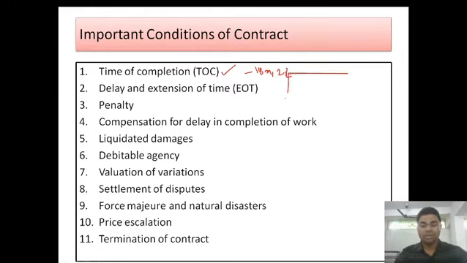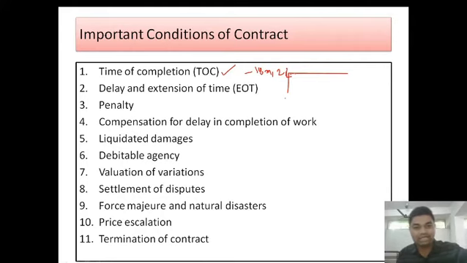If the time of completion is not mentioned in the contract, in that scenario the contractor will not complete it. The contractor delays the construction of the work according to his convenience, and the owner will be suffering the loss. So, time of completion of the project is very mandatory.